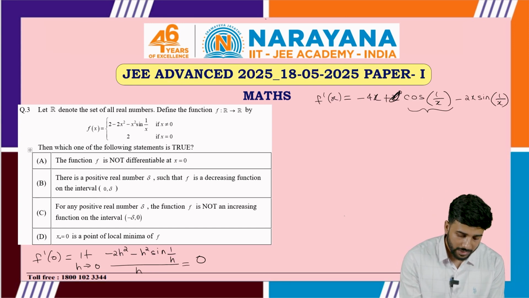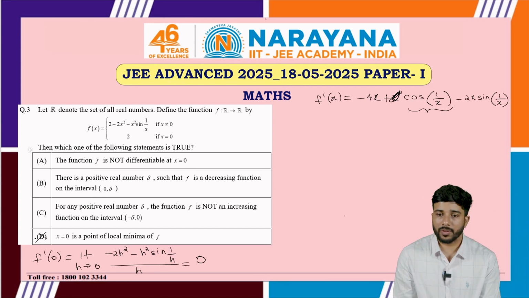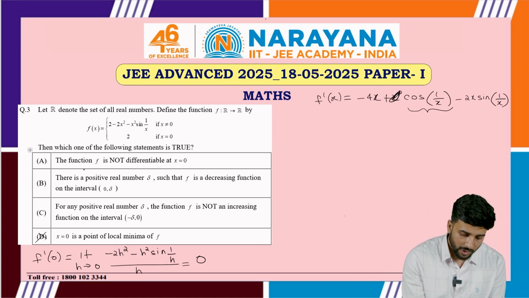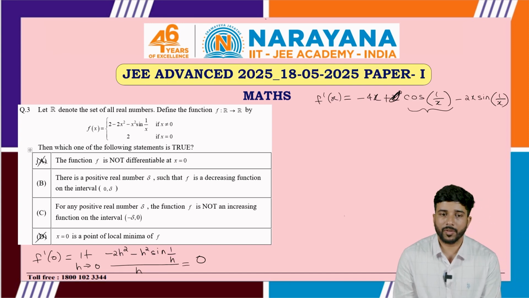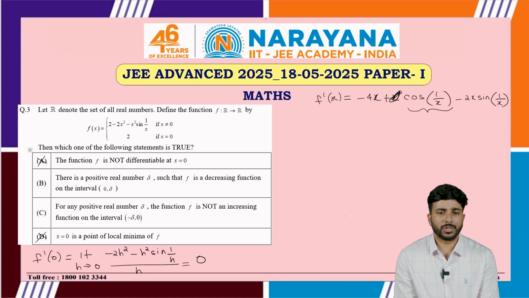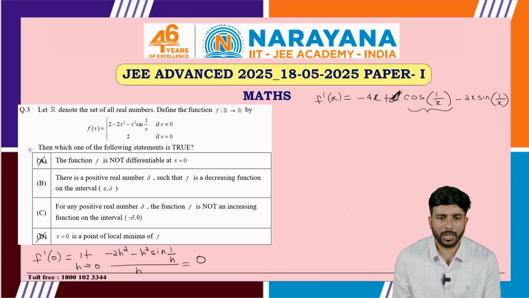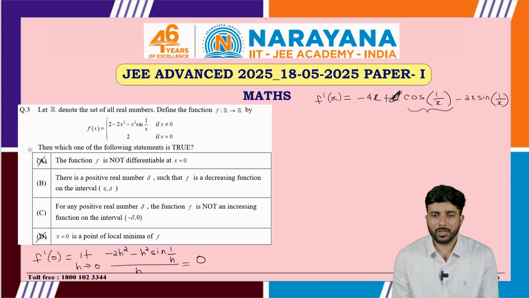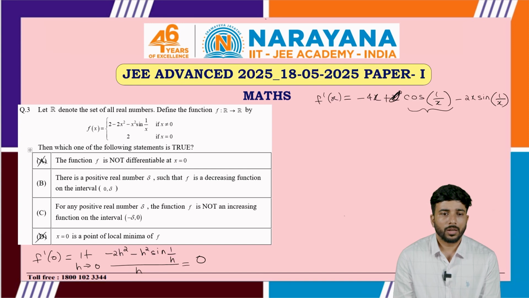So from that part, x equal to 0 is a point of local minima of f is wrong, because I can't define that in 0 to delta it is increasing or decreasing. The function f is not differentiable at x equal to 0 is also wrong, because it is differentiable. f dash of 0 is 0. There exists a positive real number delta such that f is decreasing on the interval 0 to delta. If that b part is holding true, even the local maxima condition will also be true.